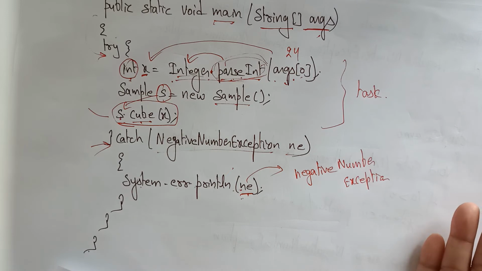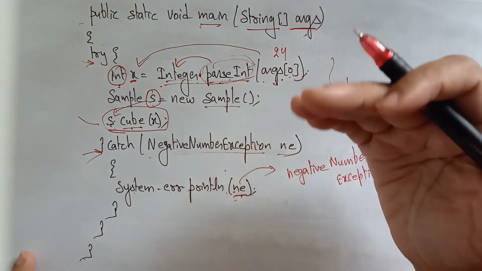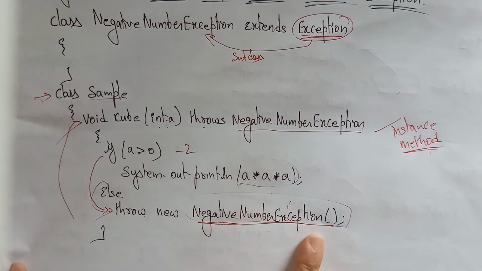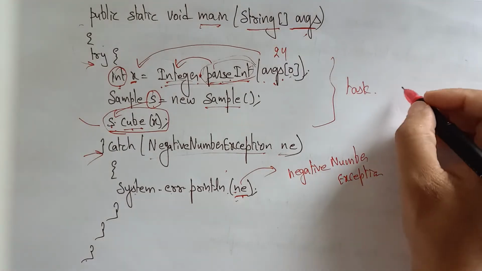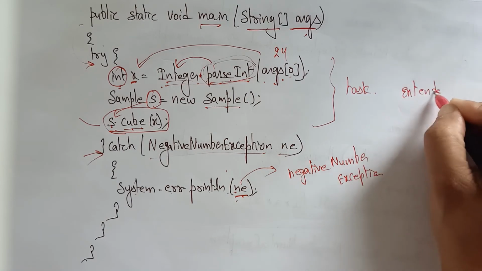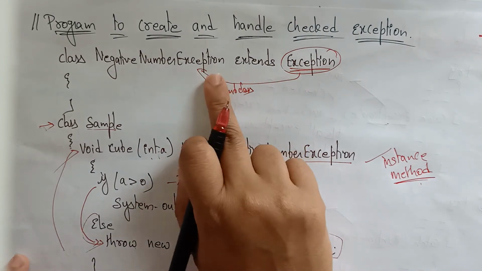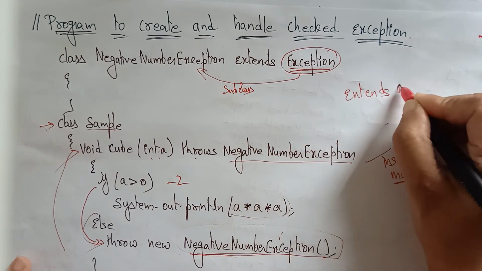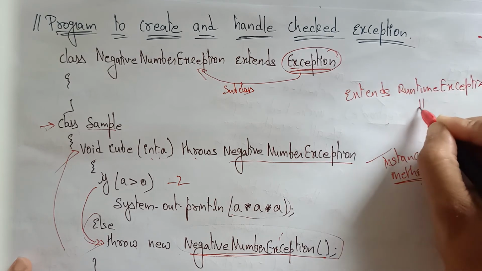For an unchecked exception, the compiler has no need to require try and catch blocks. But for checked exceptions, you definitely have to mention it, like throws NegativeNumberException. So if it is a checked exception, it extends Exception. You have to write extends Exception if it is a checked exception. Or else if it is an unchecked exception, you can write extends RuntimeException. RuntimeException is nothing but an unchecked exception.